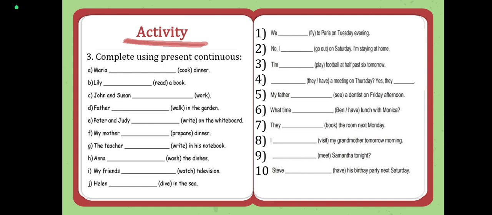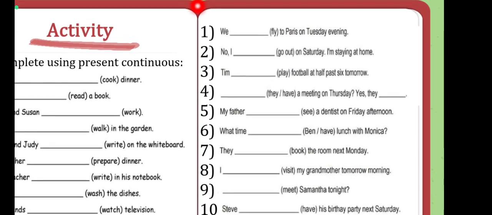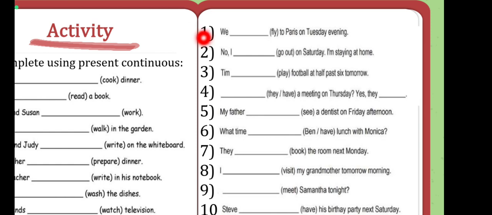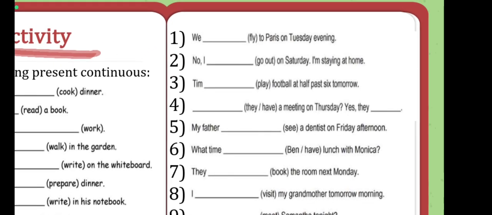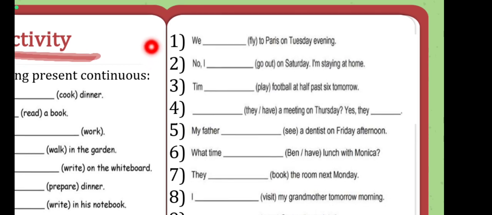Daniela. Can you do for number 1? Still with the present continuous. Yes, this is present continuous too. From 1 to 5. Yes. Okay. We are flying to Paris on Tuesday evening.